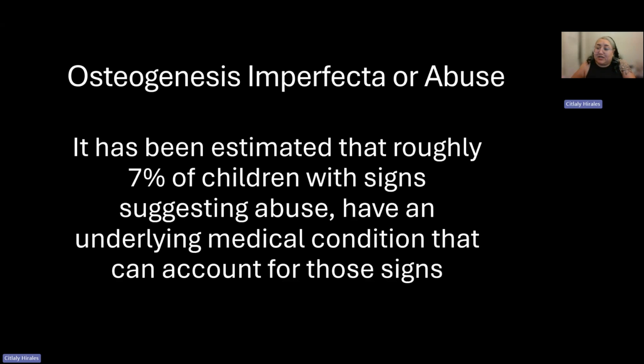Improving identification of osteogenesis imperfecta can possibly include developing standardized protocols for distinguishing osteogenesis imperfecta from abuse, and maybe also promoting the use of genetic or collagen testing in suspicious cases.